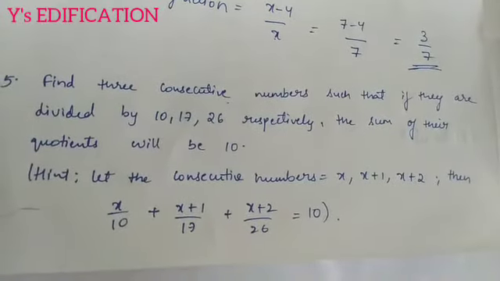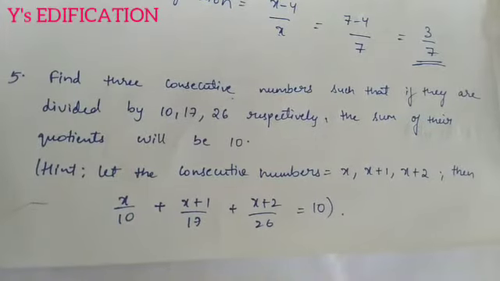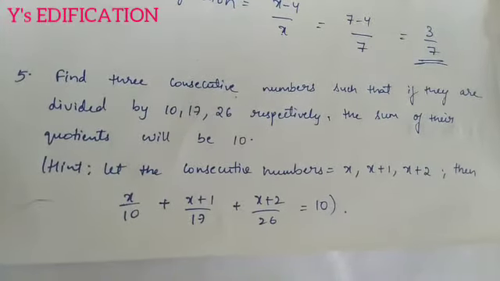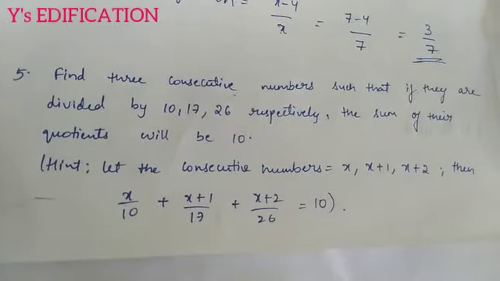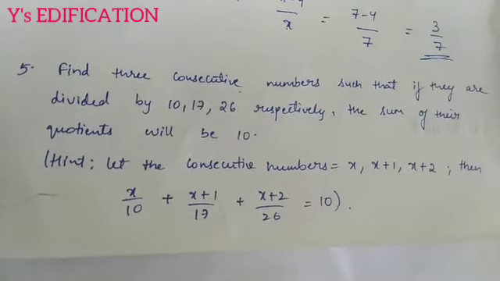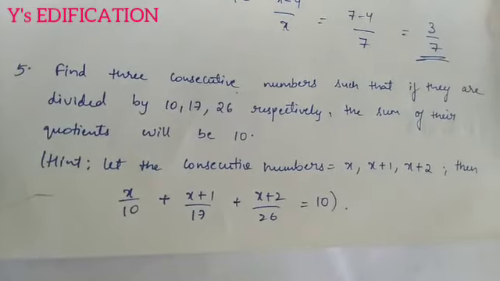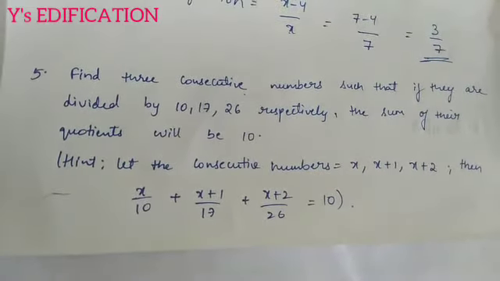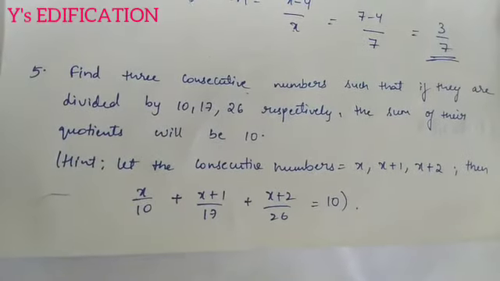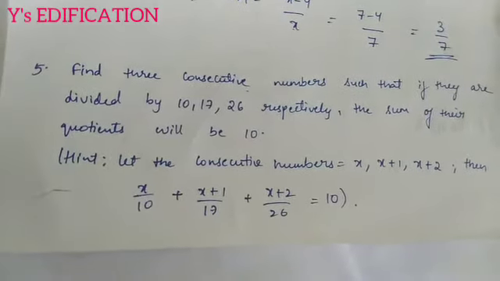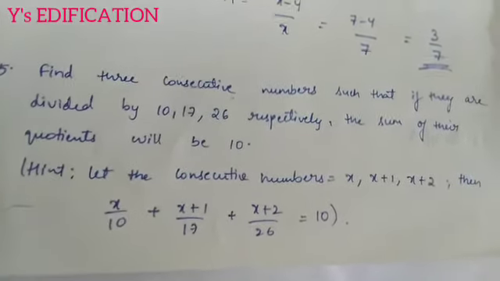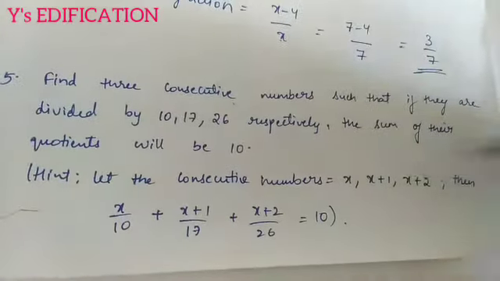Find 3 consecutive numbers such that if they are divided by 10, 17, 26 respectively, the sum of the quotients will be 10. Here they also gave the hint: the 3 consecutive numbers are x, x plus 1, x plus 2. So what are consecutive numbers? The continuous numbers are known as consecutive numbers. For example, 1, 2, 3 are consecutive. 2, 3, 4 are consecutive. 3, 4, 5 are consecutive. So here the consecutive numbers are x, x plus 1, x plus 2.